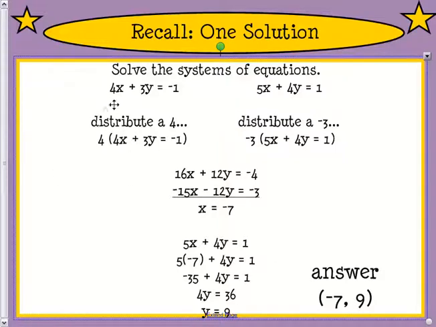So, for example, here we used combinations or elimination to multiply this side by 4 and this side by -3, and we got x equals -7 and y equals -9. If you want to pause the video and look at that one a little bit in depth just to recall one solution, that's fine.